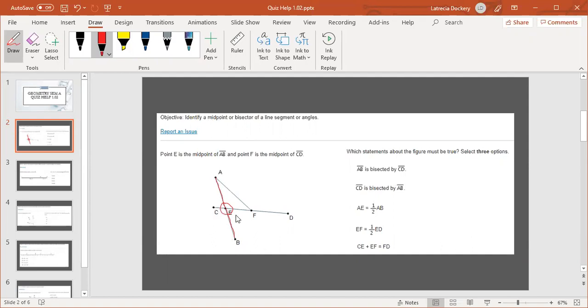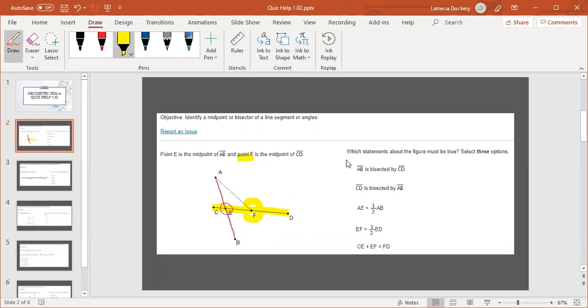It tells us that CD is intersecting AB. Okay, all right. And then we have CD, which has a midpoint of F. Okay, that means FD equals CF, those two pieces, because it's cut in half. CD is intersecting AB. AB intersects CD.